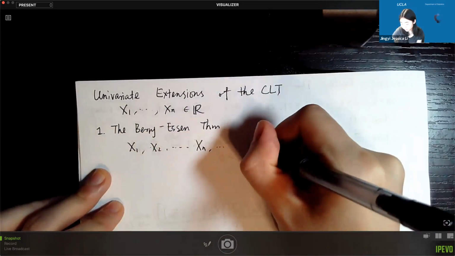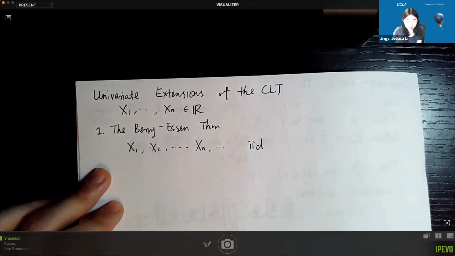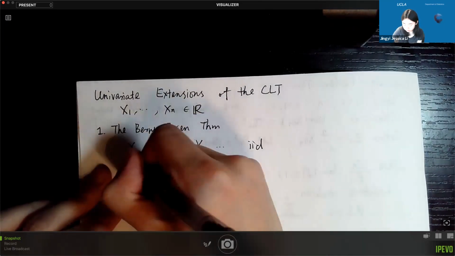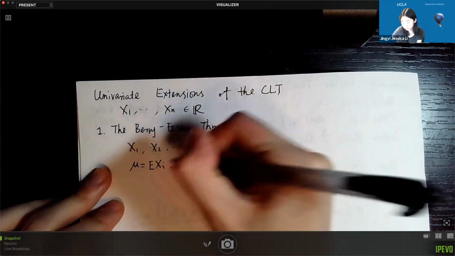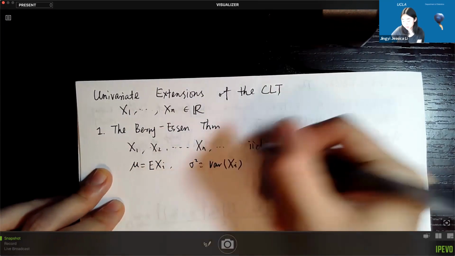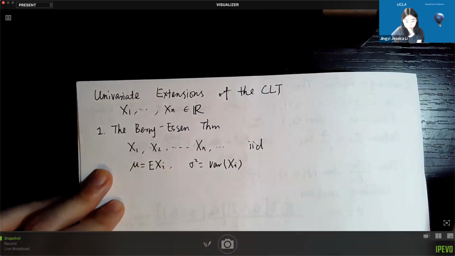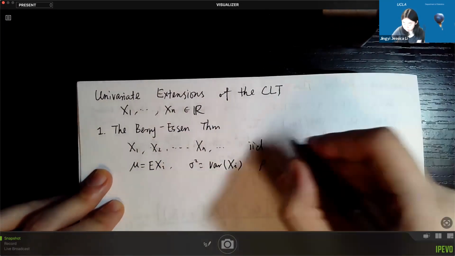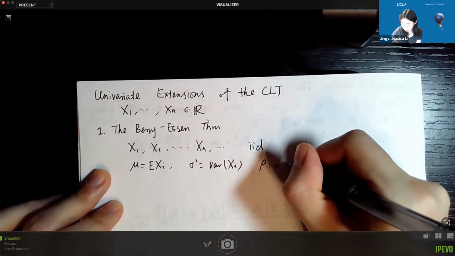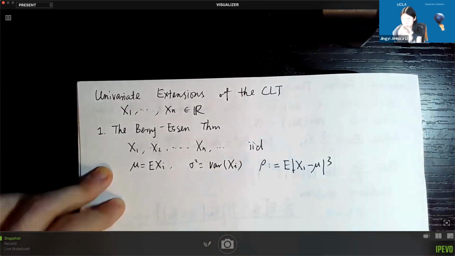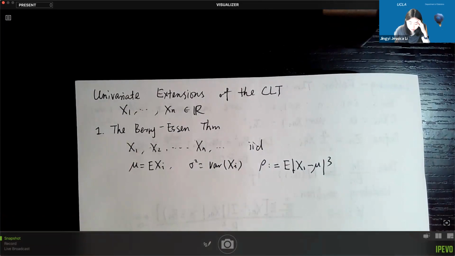Here they are IID, and I gave you the notation as always. So mu is their expectation, sigma square is the variance. And here I also define a thing which I call the third moment. We will just use the notation rho to define the third central moment, E of |X1 minus mu| cubed. This is what people call the skewness.